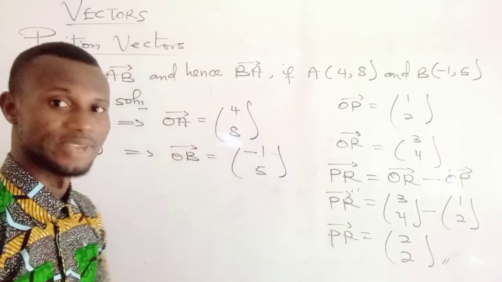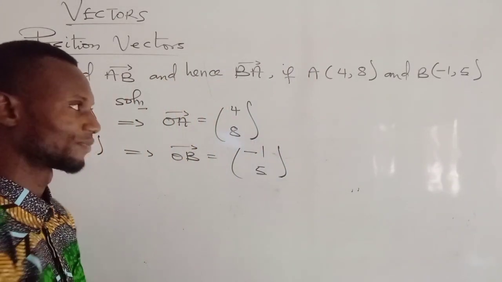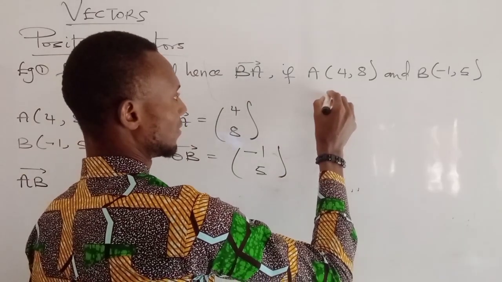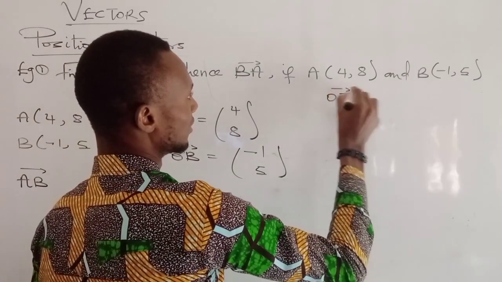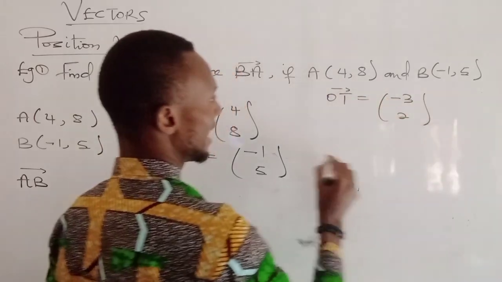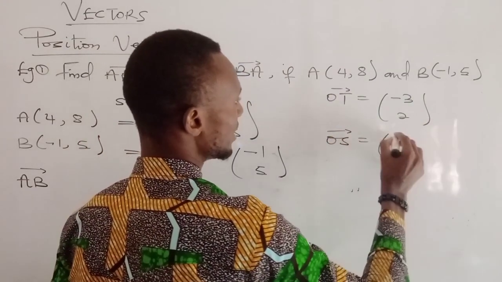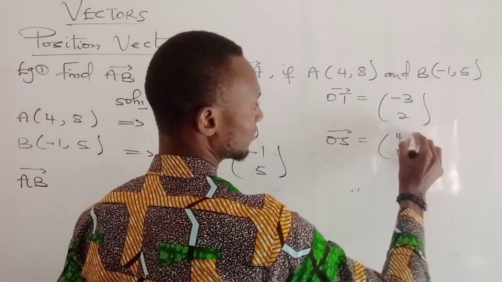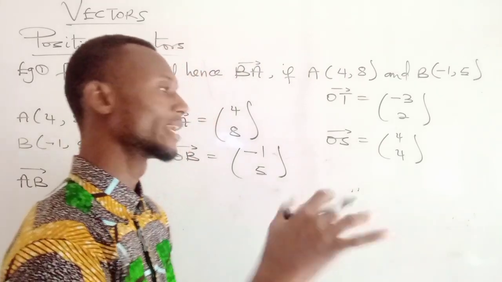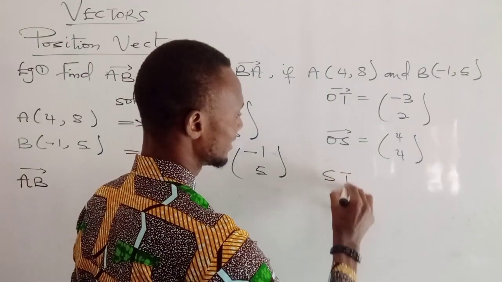So I'm going to clean this from here, and let me take one more example. Now again, assuming I have the vector OT, OT is given to be -3, 2. And let's say vector OS is 4, 4. So this is also just an example to explain it to you. And let's say I'm being asked to find the vector ST.